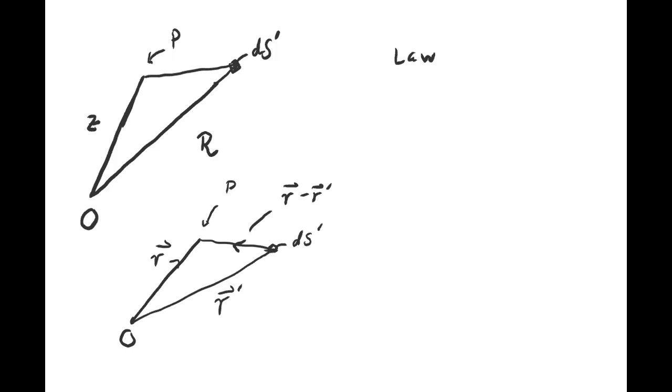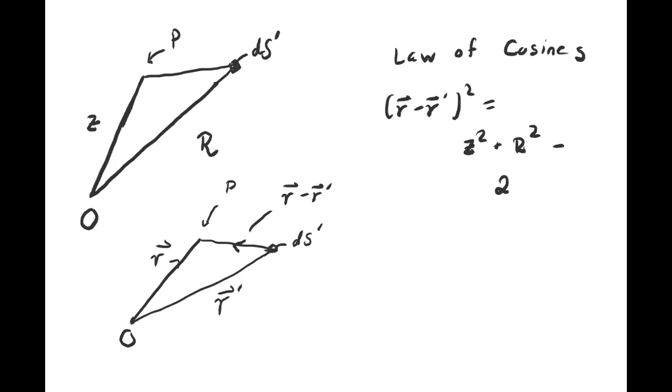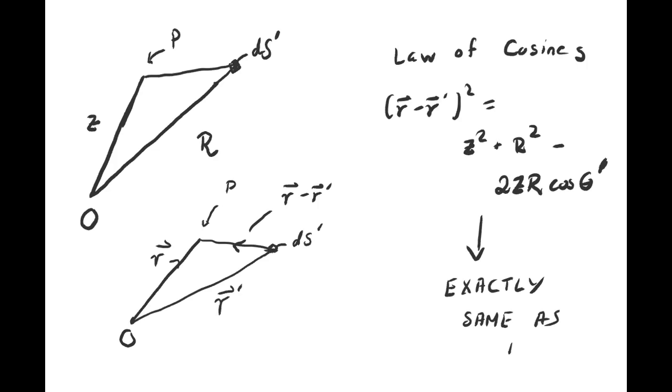We used our friendly law of cosines to figure out what that was, and that's simply z squared plus r squared minus 2zr cosine theta. And the rest of this is exactly the same as before. And again, the beautiful thing about the electrostatic potential is that when you evaluate the integral, it's much easier to do. It just involves scalars, not vectors.